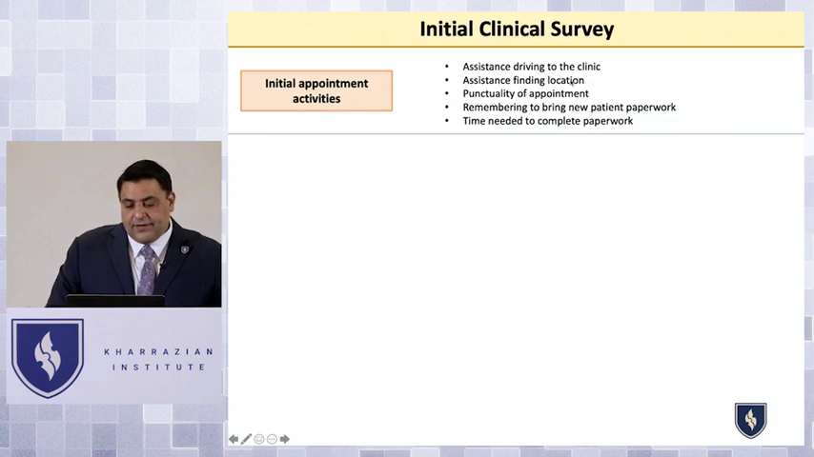Do they need assistance driving to the clinic? Do they need assistance finding a location? Were they punctual for their appointment? And punctual for the appointment could mean they're just late because they got lost, they couldn't find it, they can't keep track of time.